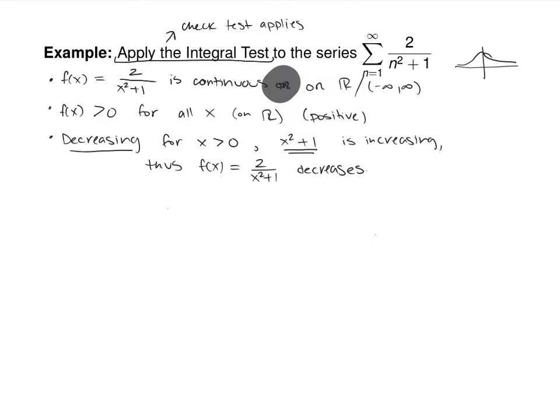Okay. And so now you apply the integral test, by which we mean actually do the integral. So you find the integral from 1 to infinity of 2 over x squared plus 1 dx. And if this thing converges, then your series will converge, and if this integral diverges, then your series diverges. They just do the same thing. So I'm sorry, you use the correct notation. You say limit as b goes to infinity, integral from 1 to b.